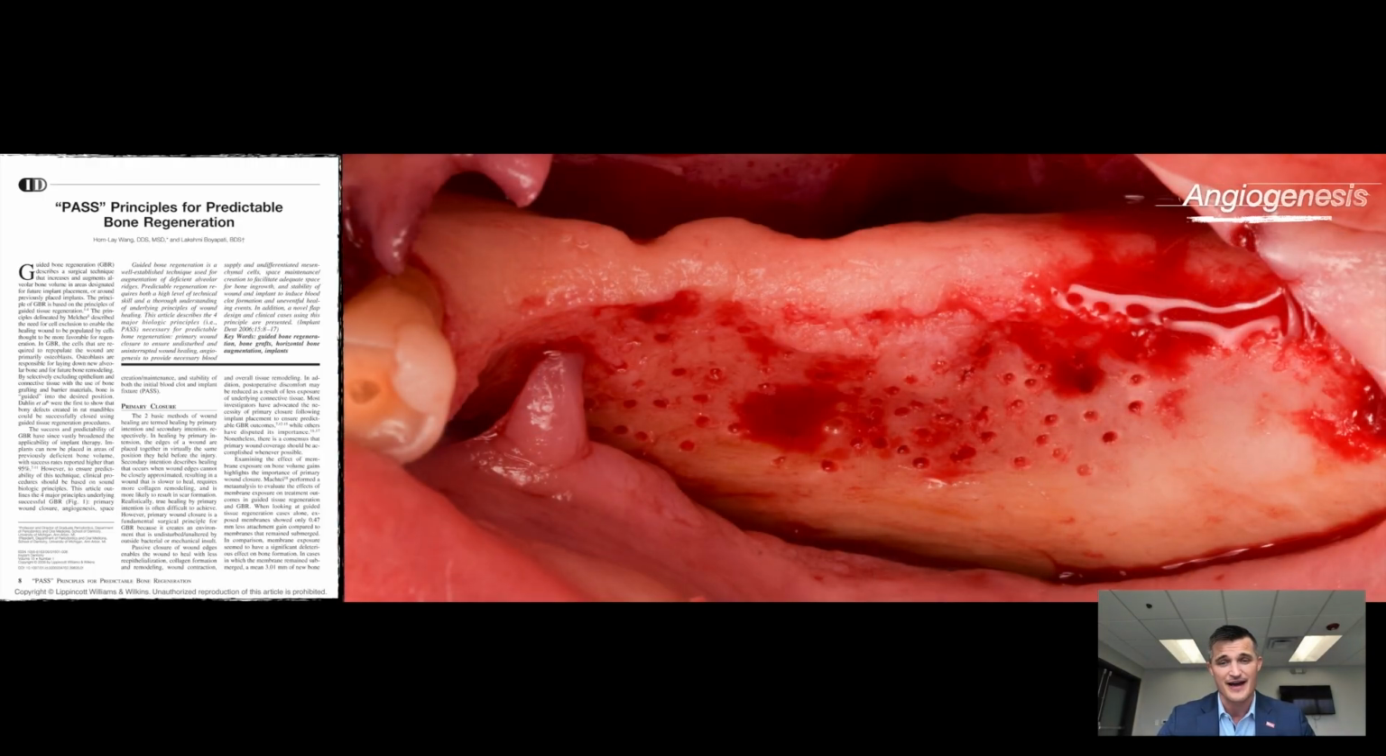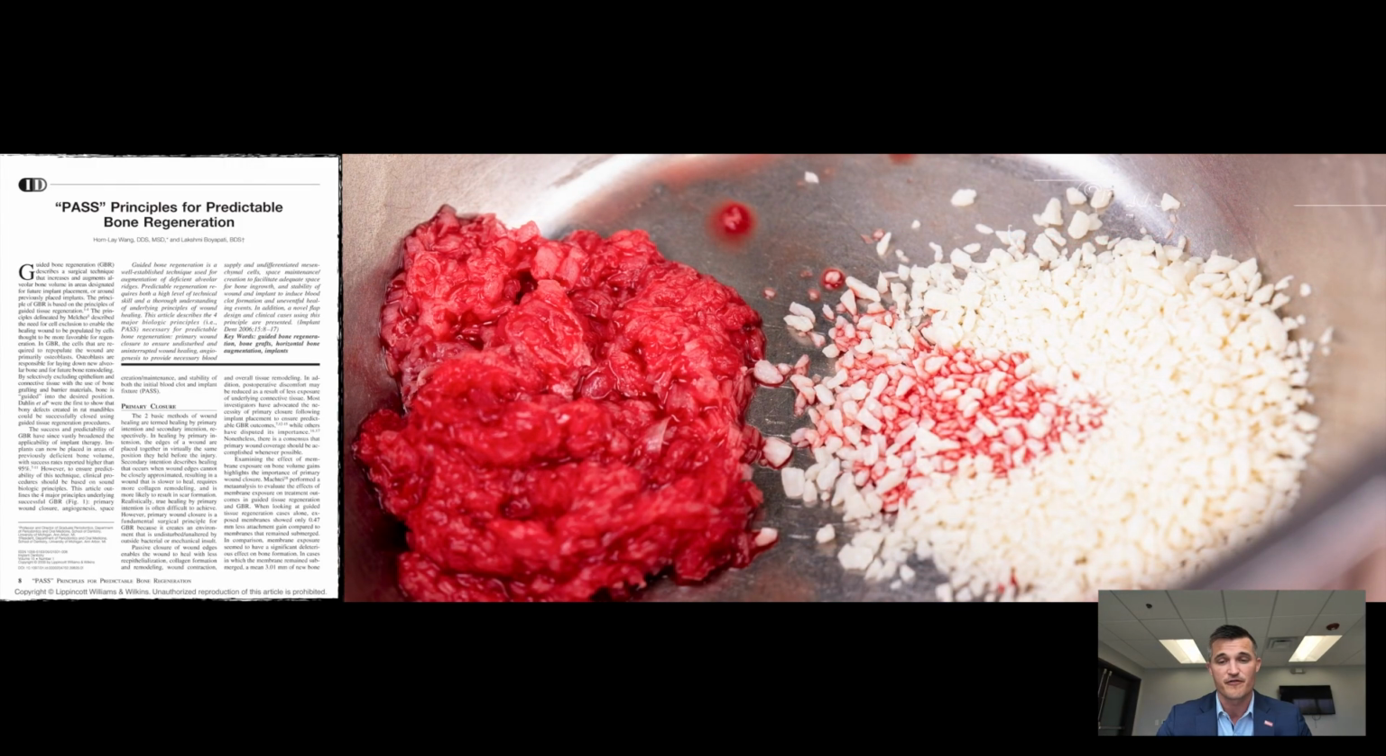The A in PASS stands for angiogenesis. So this is why we do things like perforating the cortical plate during these GBRs. We're inducing the regional acceleratory phenomenon. This is going to cause remodeling of the bone, bring osteoclasts and osteoblasts to the area, and increase blood vessel formation and angiogenesis, hence the letter A for angiogenesis. So it's going to increase those factors and increase the likelihood of bone formation.